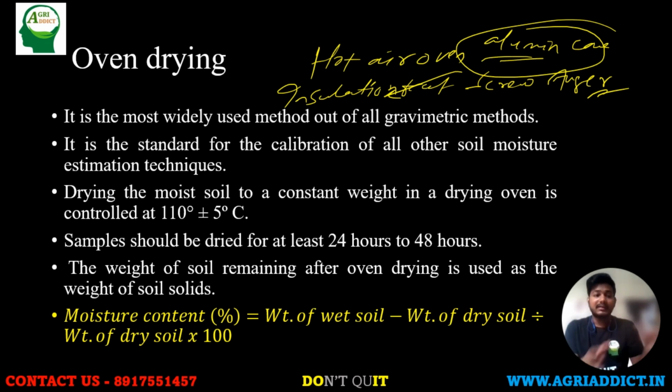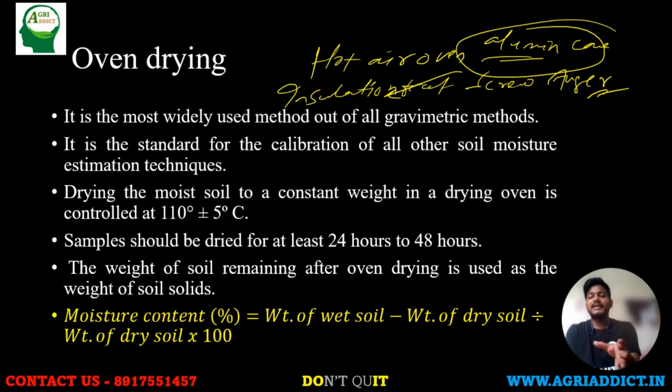It's not that the field is directly present nearby the lab. It may be 1 kilometer or 2 kilometers away from the lab. So for our convenience and to know the accurate moisture content in the soil, we need a box that gives an insulation factor so that there will be no loss of moisture from the box. For that reason we are choosing the aluminum can, and the screw auger for easy collection of the soil sample.